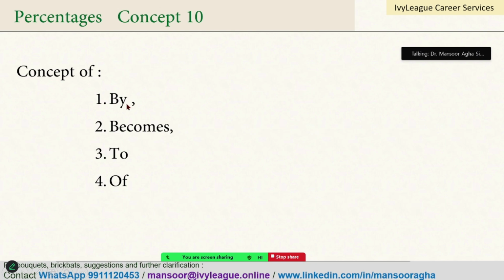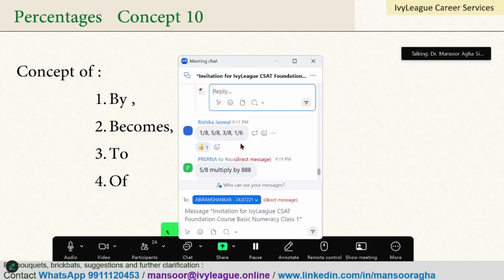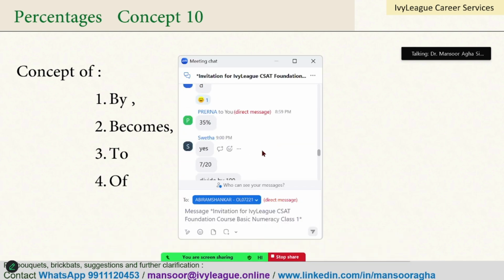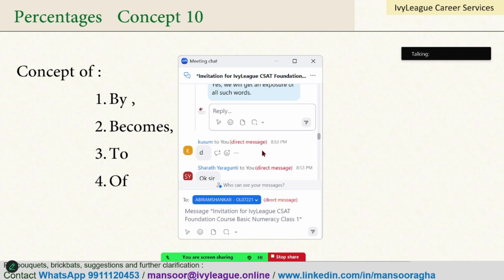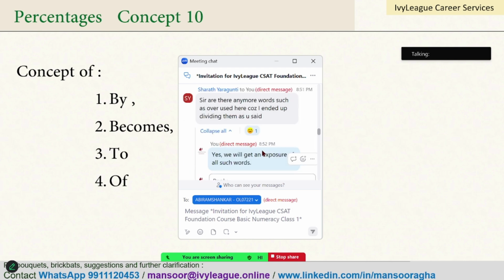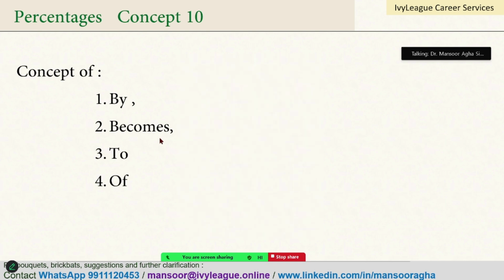Then you need to be clear about the meanings of 4 words. This is something which someone had asked me today. Sharath had asked me about this. What are the confusing words? We need to be clear about the meanings of words such as by, becomes, to, and of when they come in case of the questions of mathematics.